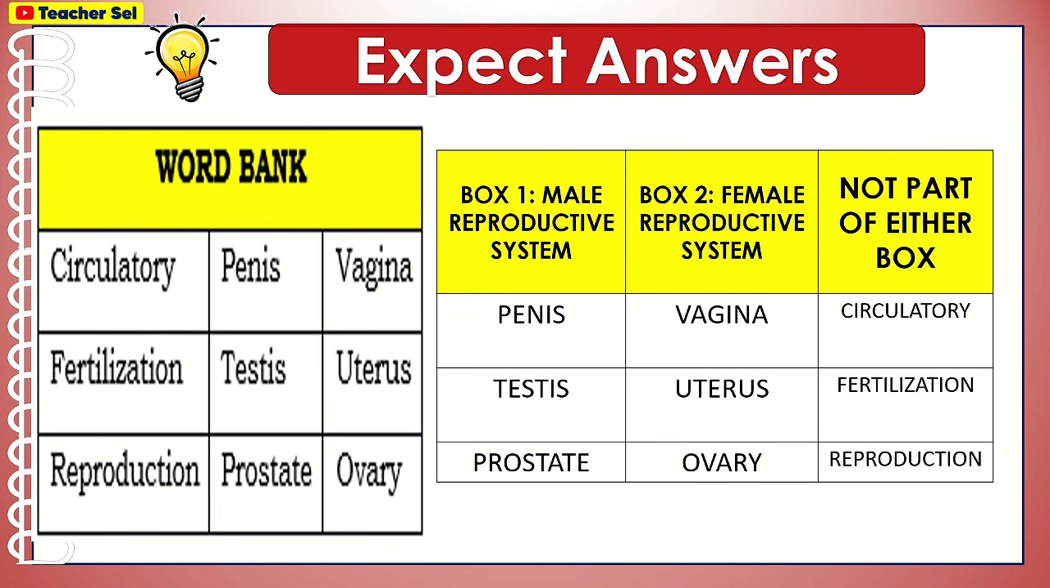Here are the correct answers. For the box 1, penis, testis, and prostate. For box 2, vagina, uterus, and ovary. And for the third column, not part of either box, we have circulatory, fertilization, and reproduction.